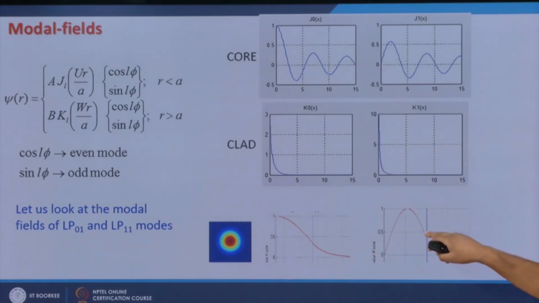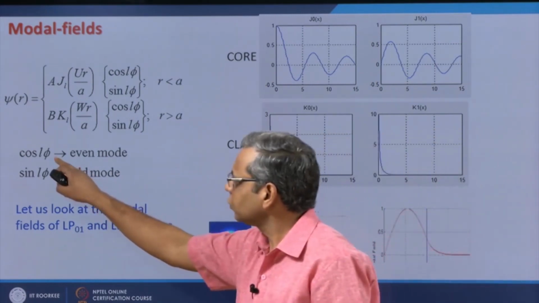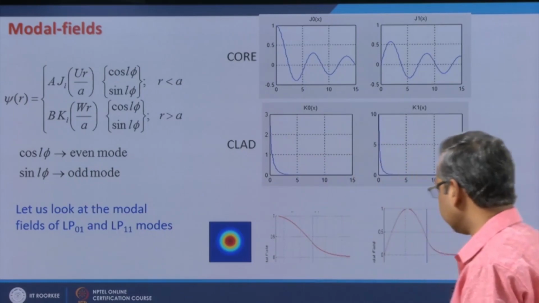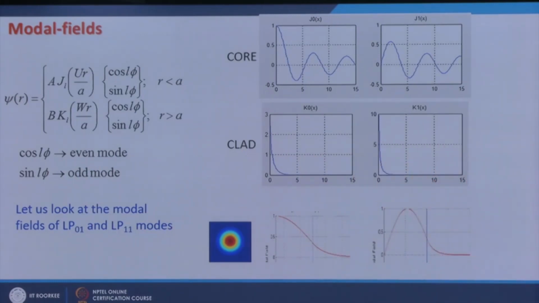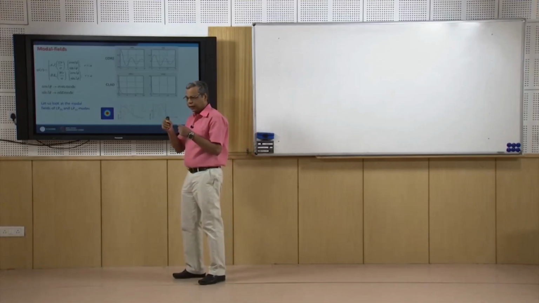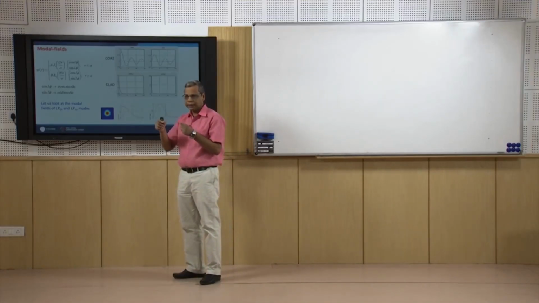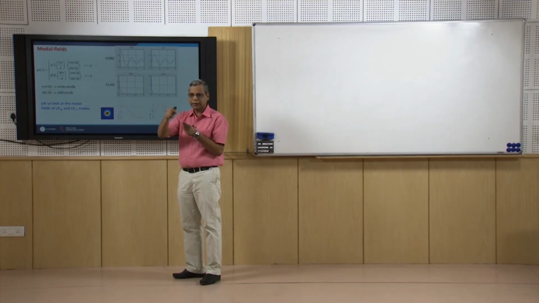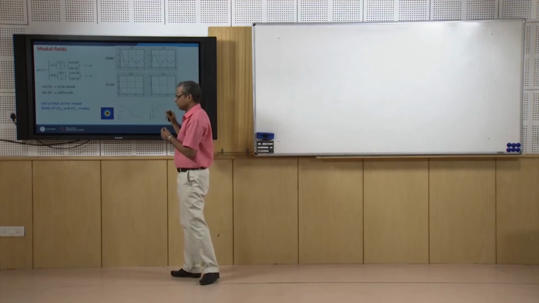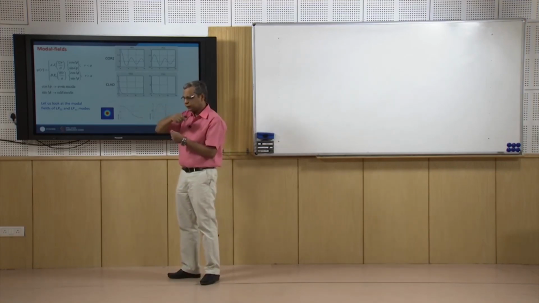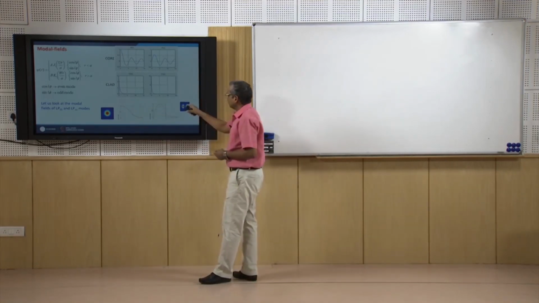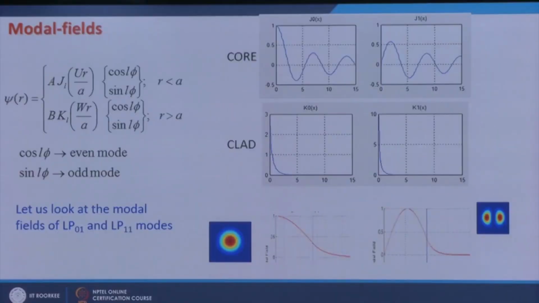However, for LP11 mode I can have cosine phi solution and sine phi solution. If I take cosine phi solution, at phi equal to 0 I have a maximum, and then at phi equal to pi by 2 I will have 0, and so on. So, if I rotate it like this in phi direction, then I will get this kind of density plot or intensity pattern.